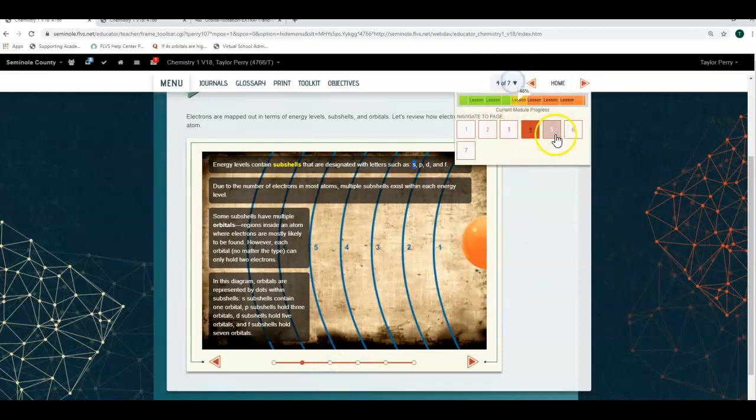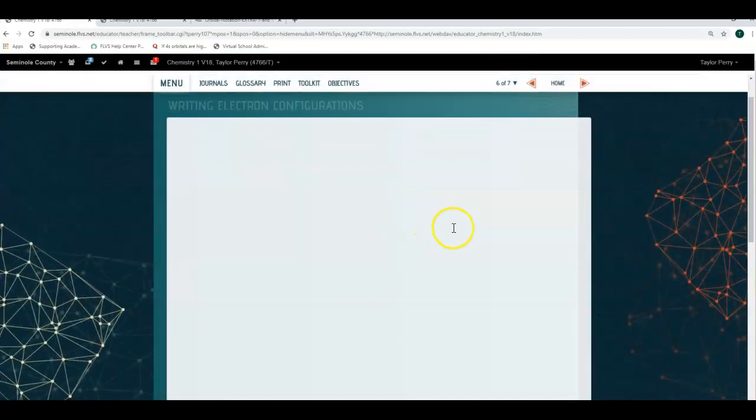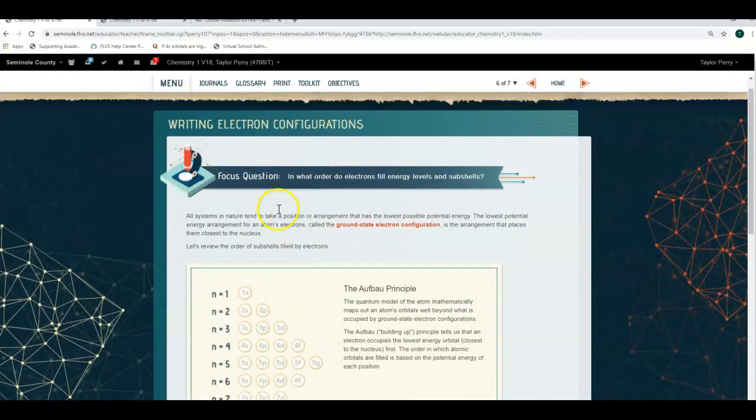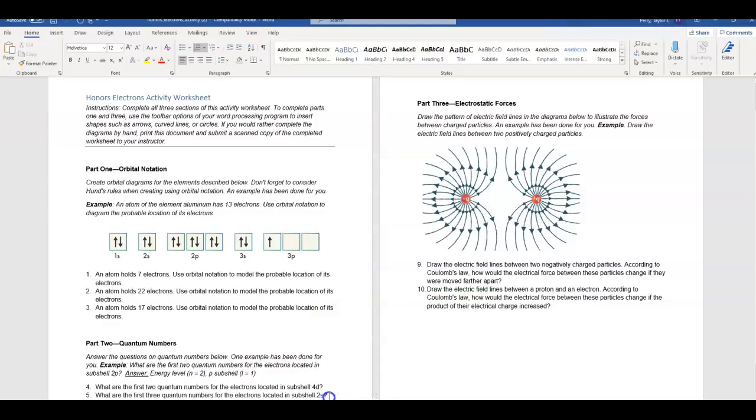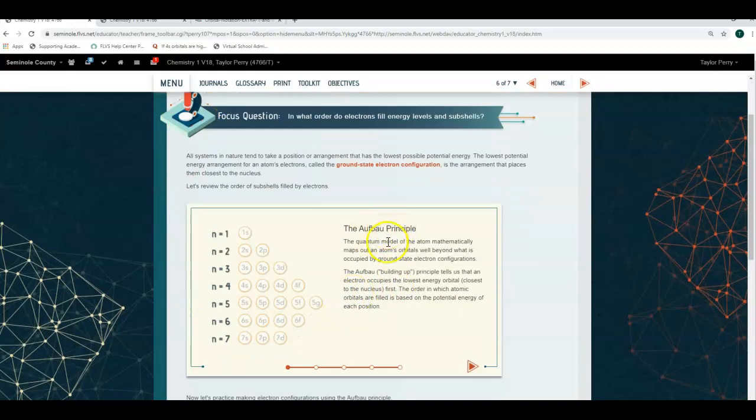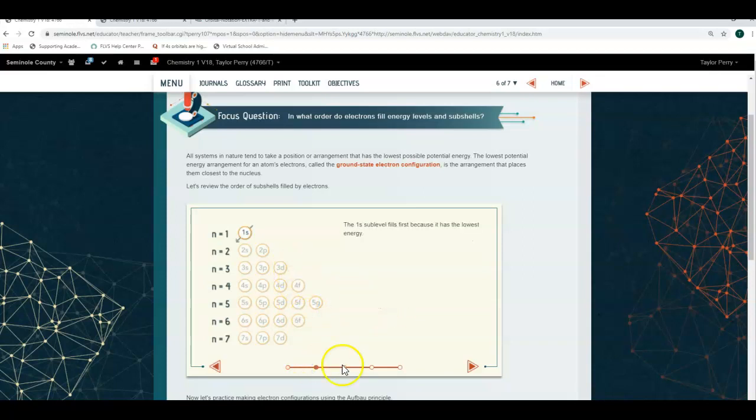Now, what I want to show you is I think it was on page 6 here. It talks about writing out electron configurations, which is kind of half of what this is. For this orbital notation, the first step is understanding the electron configuration. And let me explain what that means, okay? This thing called the Aufbau principle basically says that the order in which atomic orbitals are filled is based off the potential energy of each position. And then it shows you what that order is. As you go through here, it shows you the order. And if you write that out, it looks really weird.